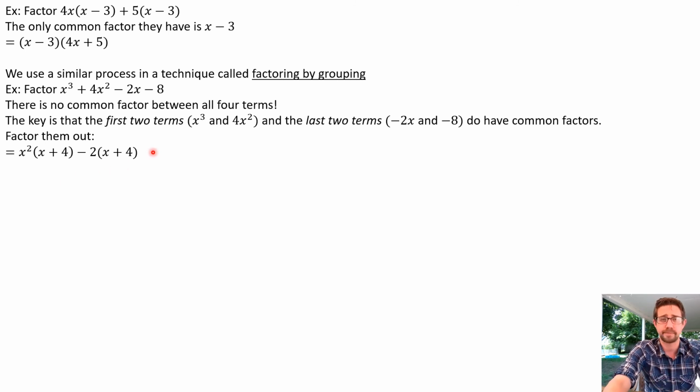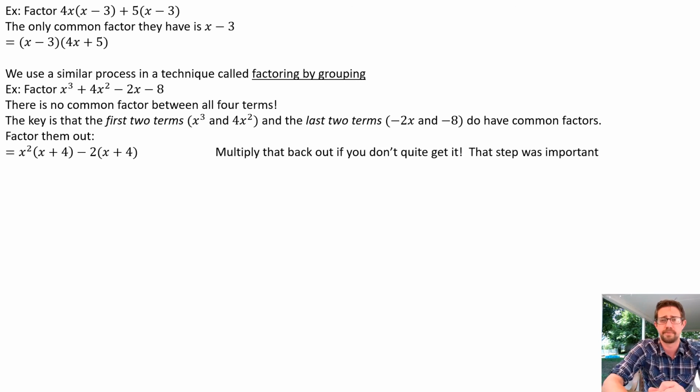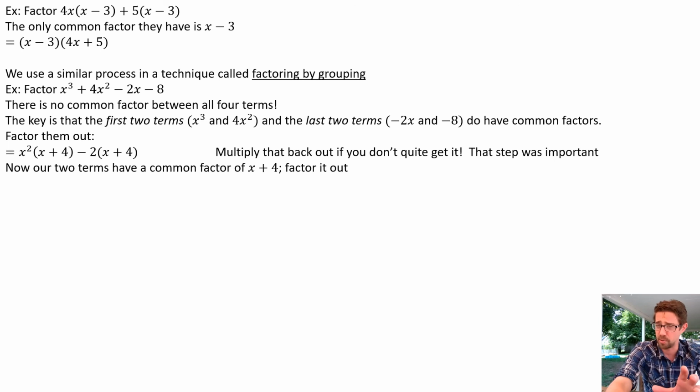Okay? So now do what we did before. They have a common factor of x plus 4. No reason you can't. So that's the greatest common factor. So take it out. Emphasizing, that was important. Okay, so it has to have a common factor for this to have worked. And it did. So you factor the x plus 4 out front, what you're left over with, the x squared and the minus 2. And that's it. That's fully factored. So that's factoring by grouping.